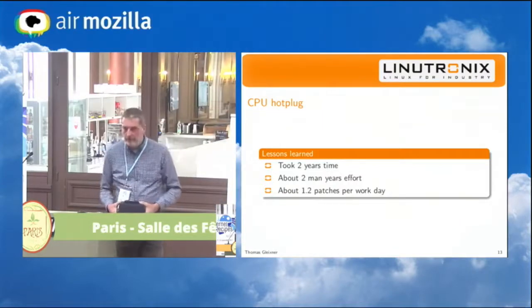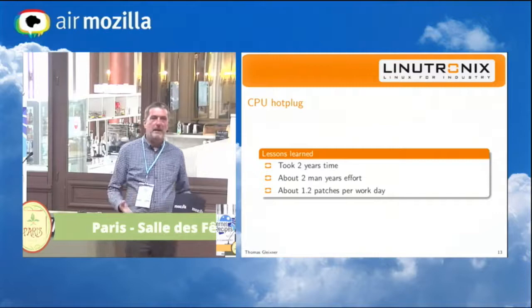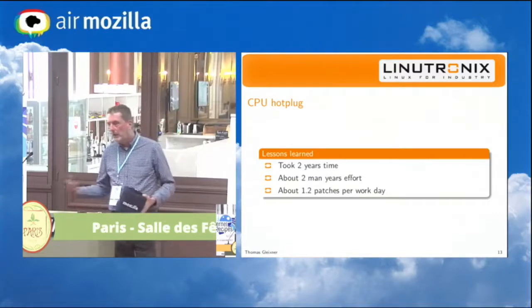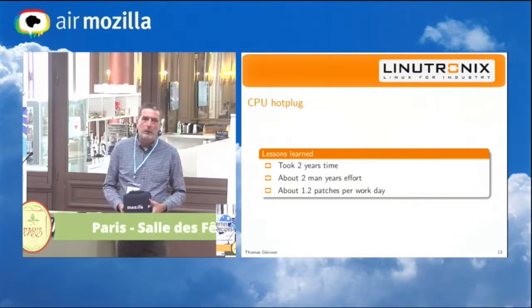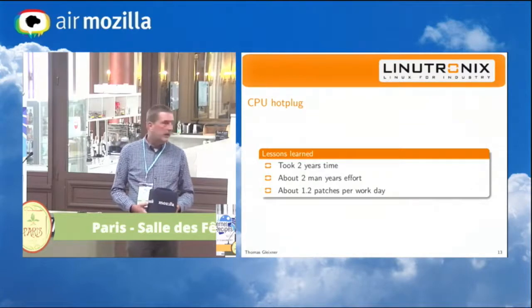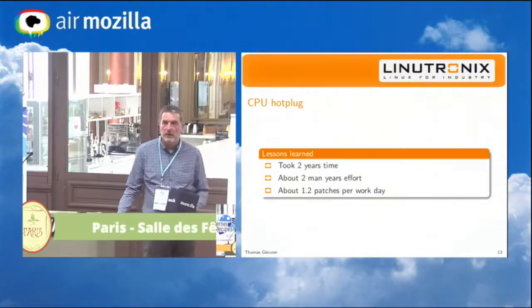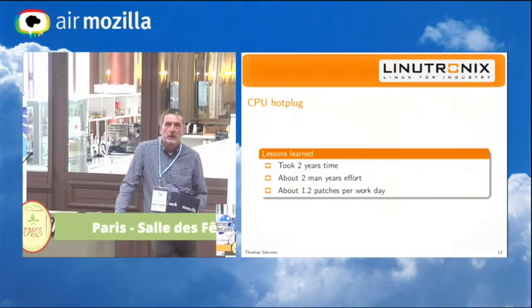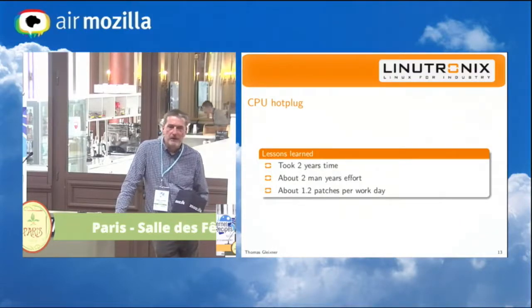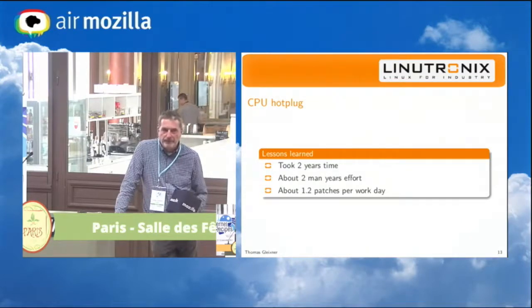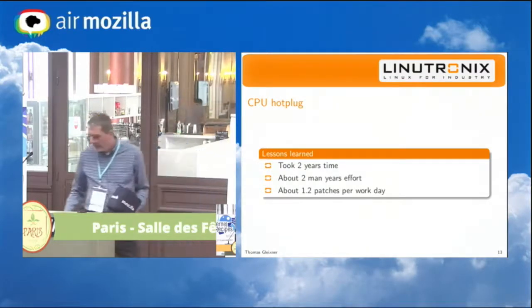It took 2 years in time span that was not really every workday worked on it, but we spent about a total of 2 man-years effort on it, which resulted in roughly 1.2 patches per workday in those 2 years. So it's a total of something like 500 patches covering that whole thing. That's fun.